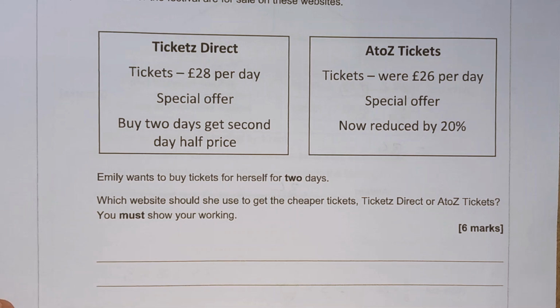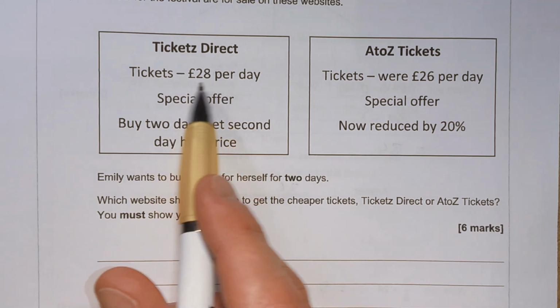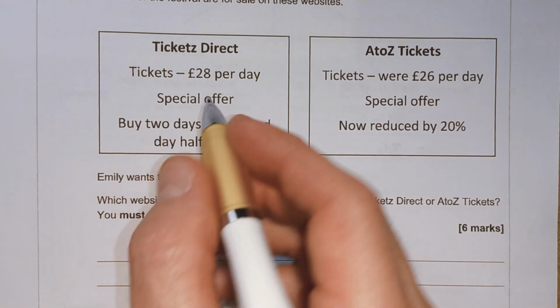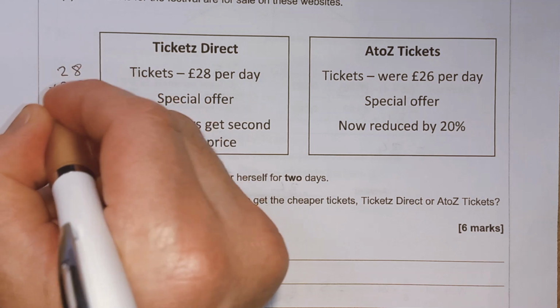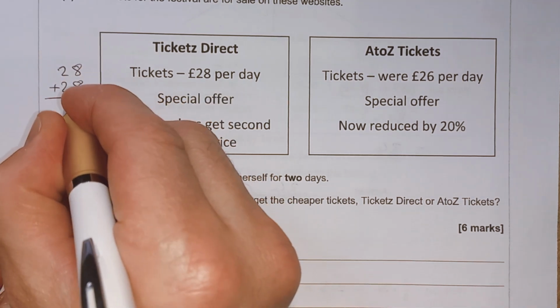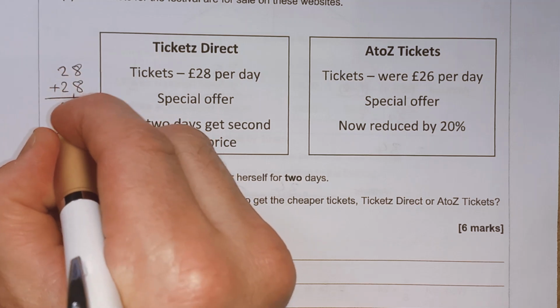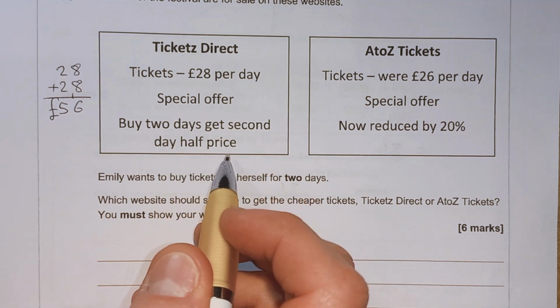Emily wants to buy tickets for herself for 2 days. Which website should she use to get the cheaper tickets? Tickets Direct or A to Z tickets? You must show your working. Okay, it's just for herself. So £28 per day, and we've got 2 days, so it's going to be 28 plus 28. So 8 plus 8 is 16. So carry 1. 2 plus 2 is 4, plus 1 is 5. So we've got £56.